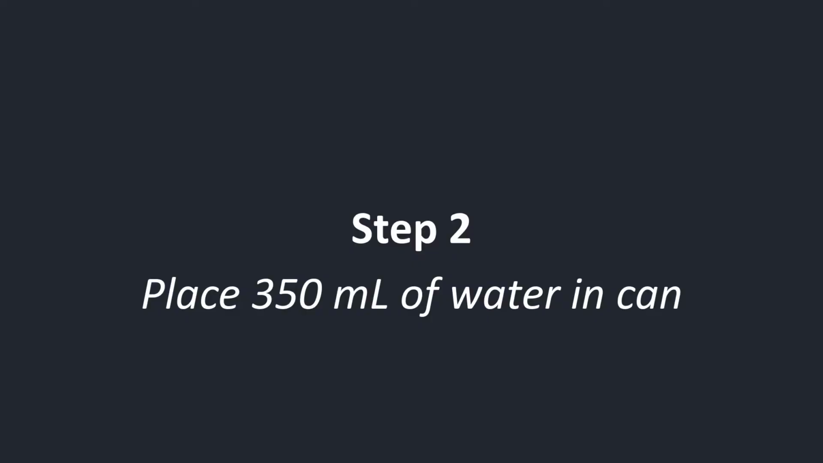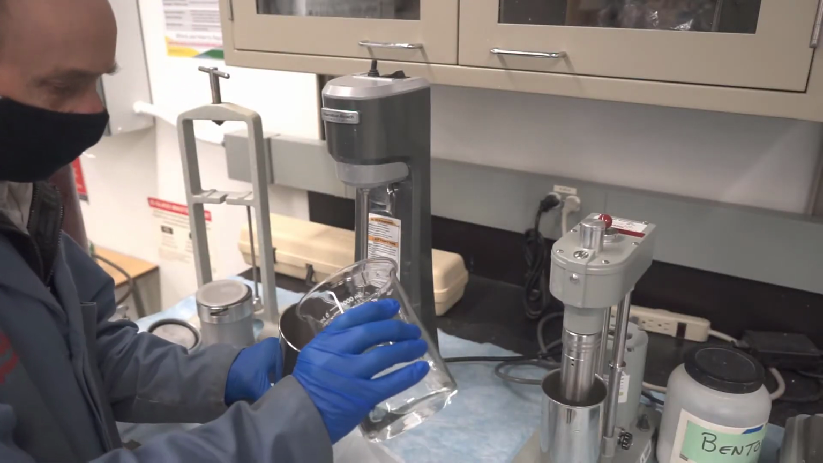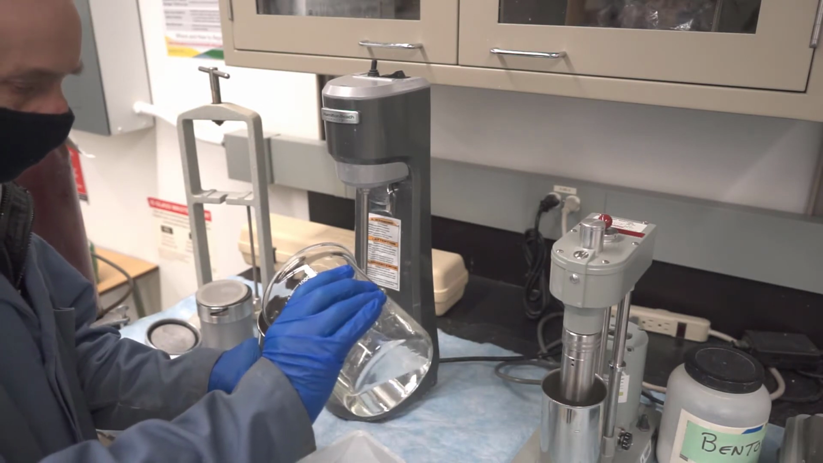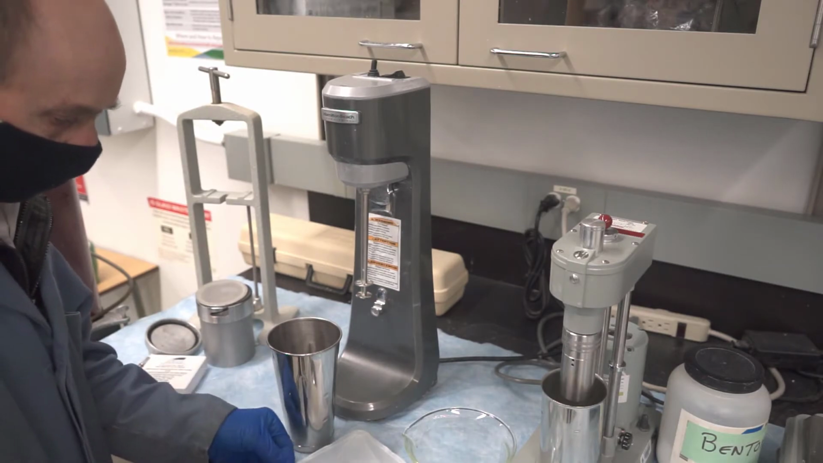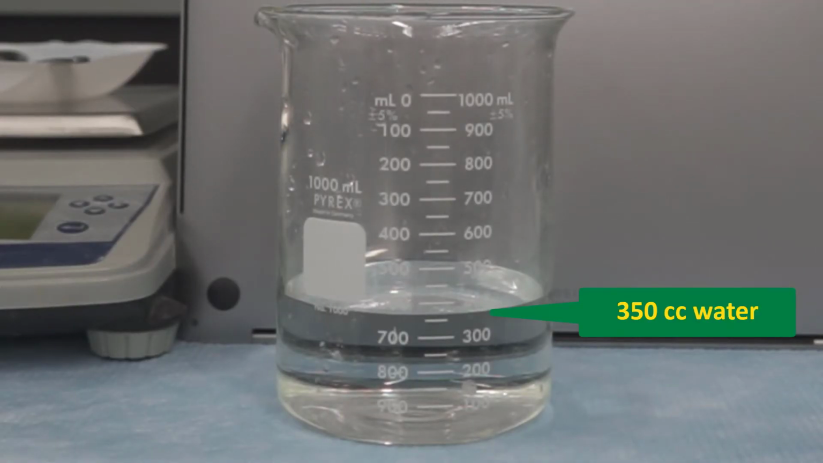Next, place 350 milliliters of water in the blender can, a little at a time to avoid spillage while mixing. Keep in mind that all mud samples are based on 350 cc of water. By convention, the volume of water is measured when the bottom of the interface lies above the 350 cc mark.